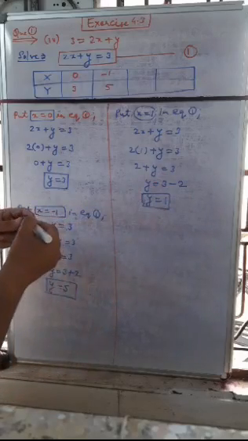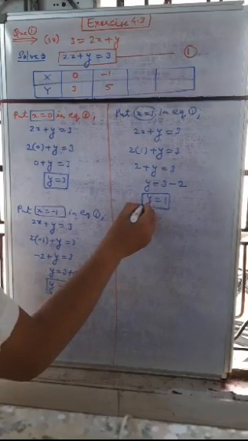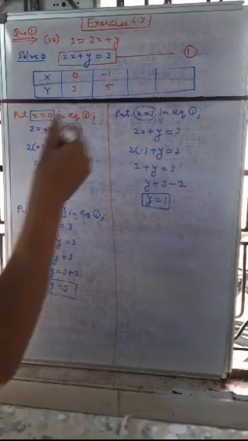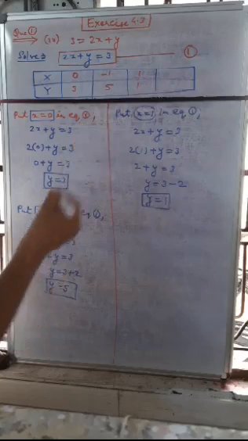So here we got one more value. When we are putting x is equal to 1, y is also equal to 1. So put here x is equal to 1, y is equal to 1.